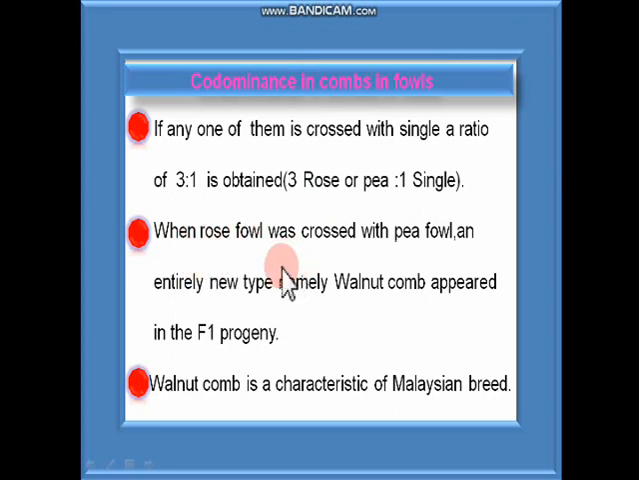When a rose comb fowl was crossed with a pea comb fowl, an entirely new type, namely walnut comb, appeared in the F1 generation because the dominant genes are present in the rose comb fowl and also the pea comb fowl. So they are complementary genes, they complement each other to express a new character, that is walnut comb. The walnut comb is a characteristic of the Malaysian breed. Okay, next slide.